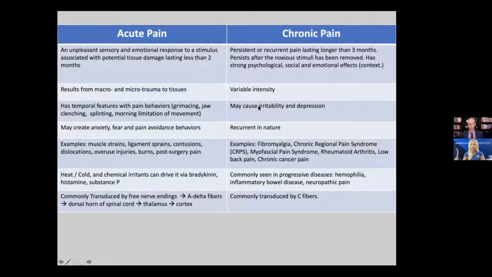So obviously, I just put together this chart for you to study at your leisure. But the key is there are simple examples of acute pain that we all understand. We can strain our neck, get whiplash.